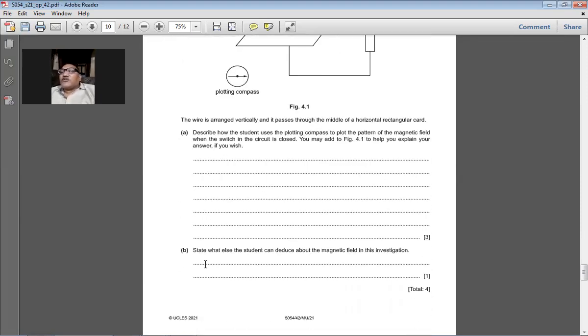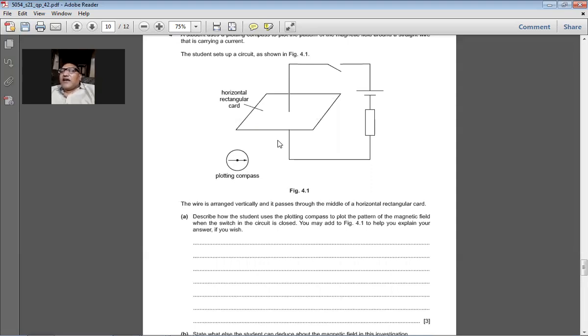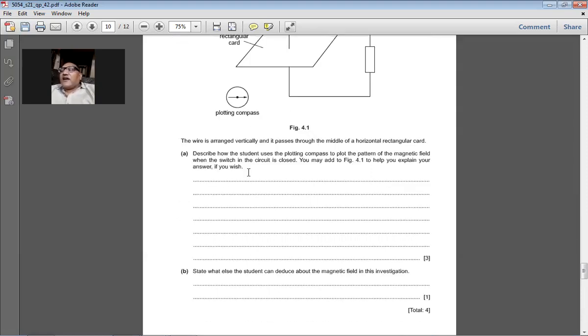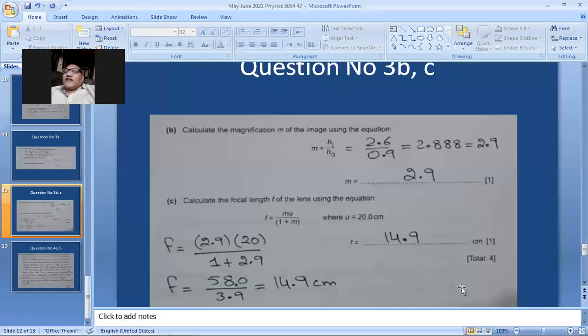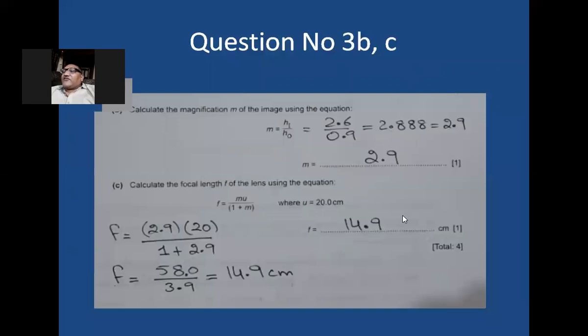So before going to that, he says, state what else the student can deduce about the magnetic field in this investigation. With the help of the plotting compass, you can find out the direction of the magnetic field around this wire. And that will be clockwise, I know, because of the right-hand rule. Okay, so let me show you that I have written this answer as well.